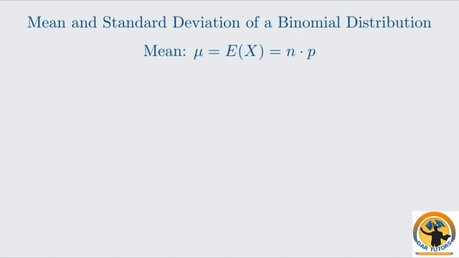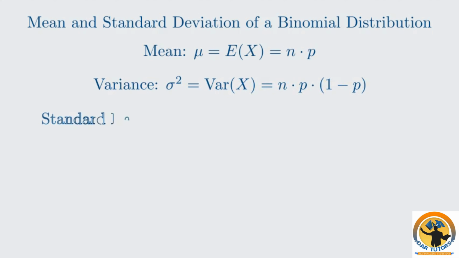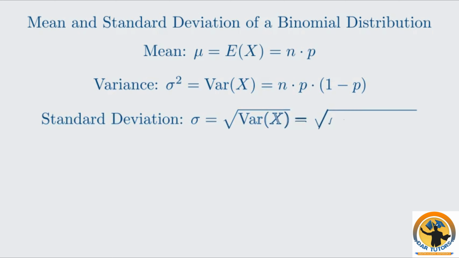For example, if you flip a fair coin 100 times, you expect 100 times 1/2, or 50 heads. The variance, which measures the spread of the data, is given by the formula n times p times (1 − p). This formula quantifies how much the actual number of successes is likely to deviate from the mean. And the standard deviation, sigma, is the square root of the variance. It's in the same units as the mean and gives a more intuitive measure of spread.